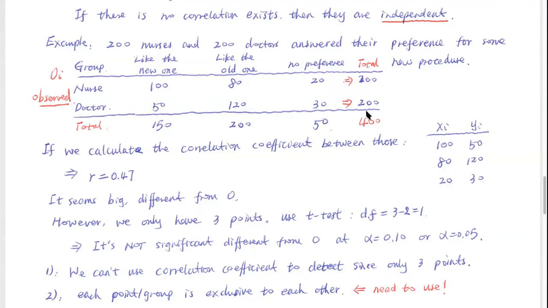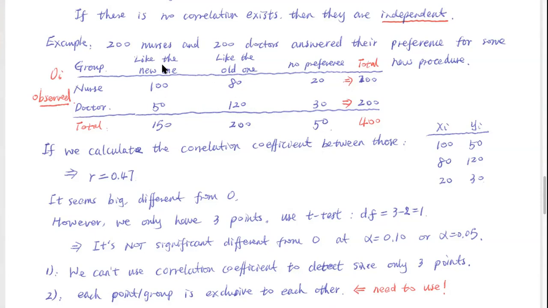Similarly, 200 doctors. Here they happen to be the same number, but not necessarily always the same number. It depends how many people you asked. So we have the summation for each row here. We have a total, and also the summation for each column.